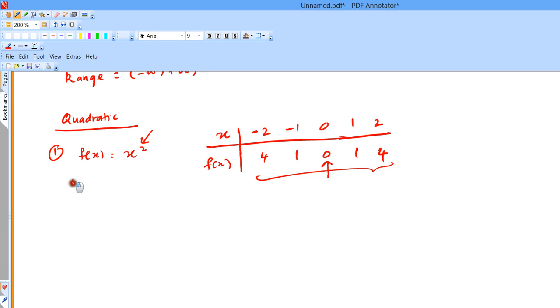So here the domain equals, we can see that for the value of x, we can take any real value, so from negative infinity to positive infinity. And the range, since it starts from 0, includes 0, to positive infinity.